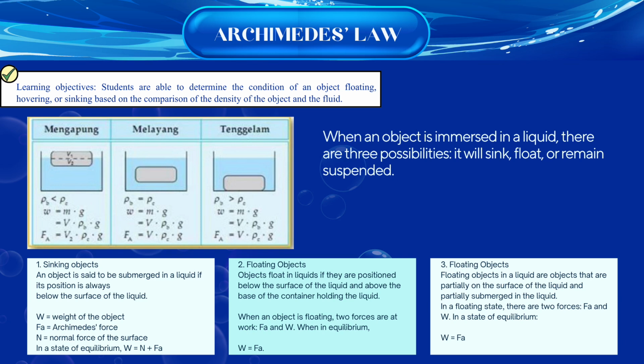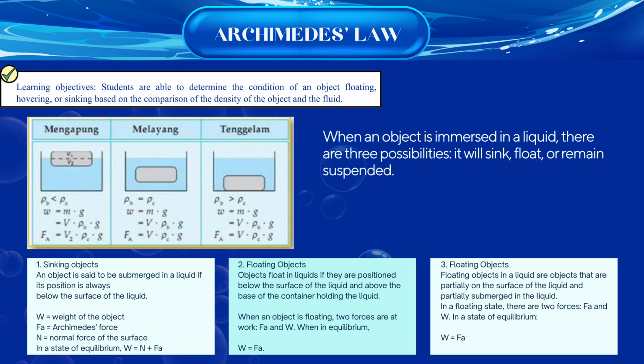Second is hovering or suspended. An object hovers when it stays somewhere between the surface and the bottom, neither rising nor falling. This happens when the density of the object is equal to the density of the fluid, or rho object equals rho fluid. Here, the buoyant force is perfectly balanced with the object's weight. W equals Fa.